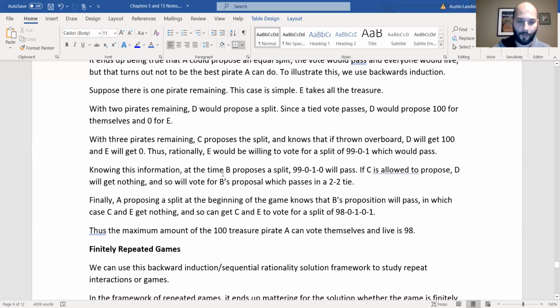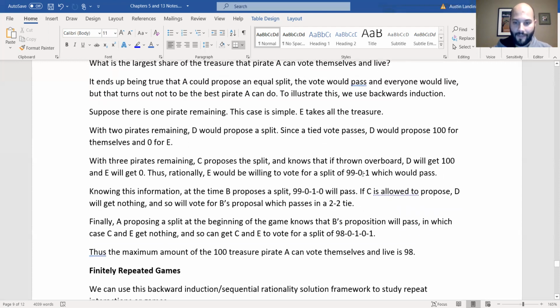All right, keep on going backwards. What if there's 4 pirates left? This time B proposes a split. B knows that if they're thrown overboard, C is getting nothing. D will get nothing. C will get 99, D gets 0, E gets 1. So if B is allowed to propose, they should offer 1 treasure to this person, Pirate D. Pirate D will vote for it. So 99 for B, 0 for C and E, and 1 for D. D votes yes because they know if B is thrown overboard, they get 0 treasure. So this one passes, a 2-2 tie.